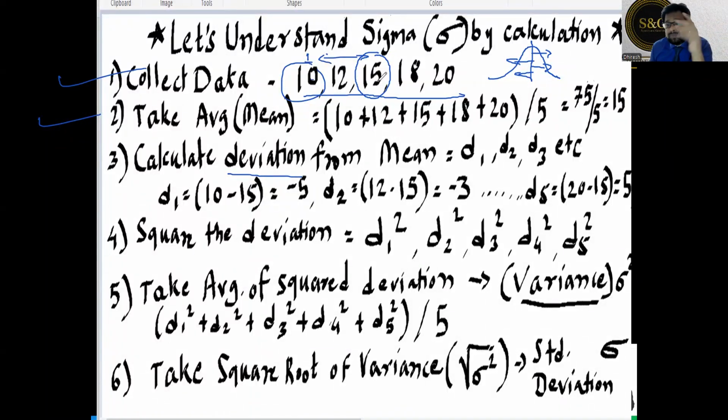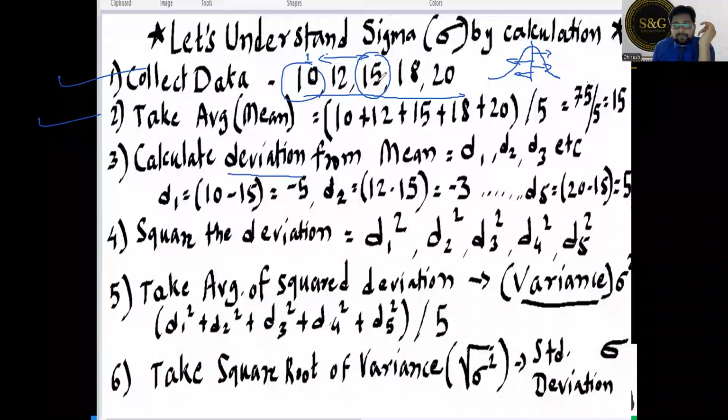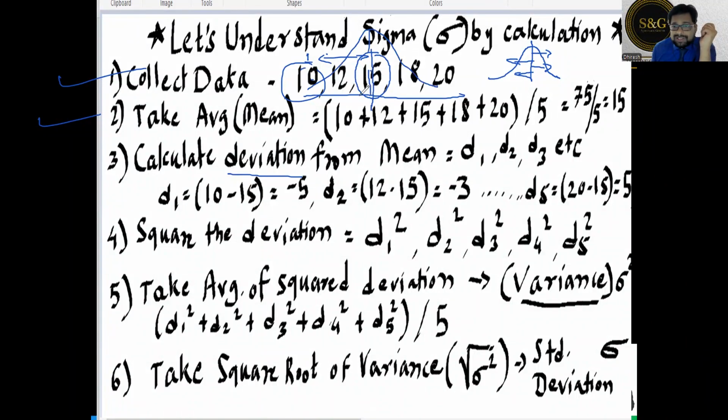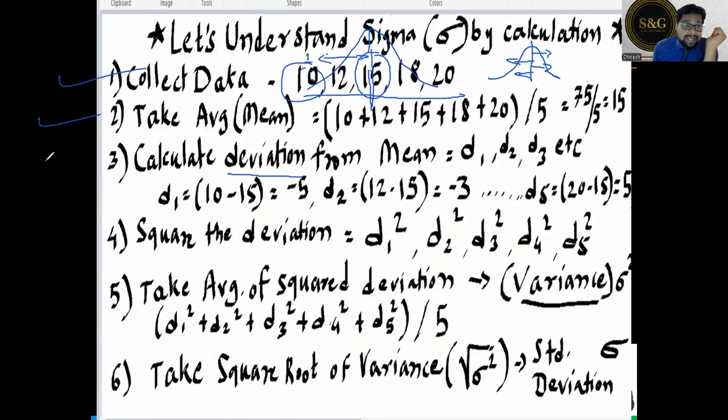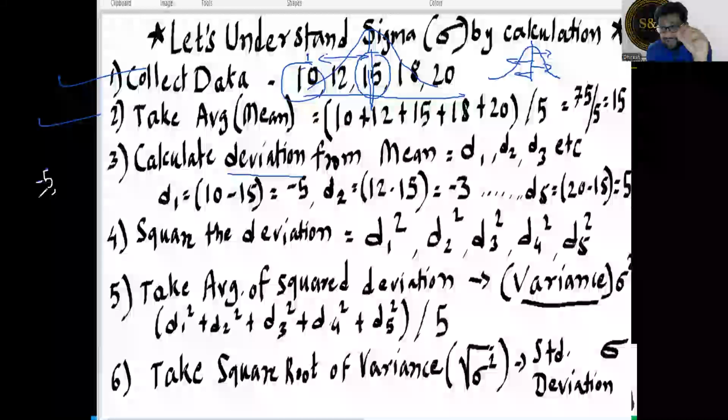What is the deviation? Type in the chat box, everybody. No, 10 and 15. 15 is the average. We have taken 15 as the average. So what is the deviation? It is 5, but I would rather say it is minus 5, because it is 10 minus 15, right? It is minus 5. Are you clear?